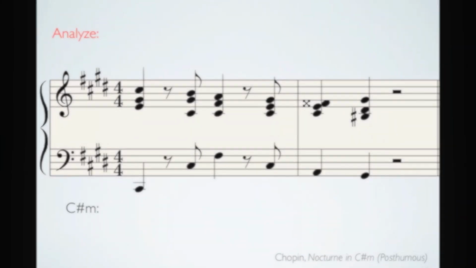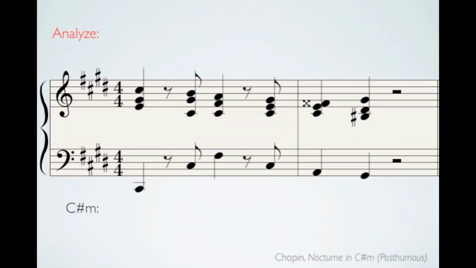Finally, here's an example in C sharp minor. Take a minute and see if you can identify where and what type of augmented sixth appears in the opening to this nocturne.